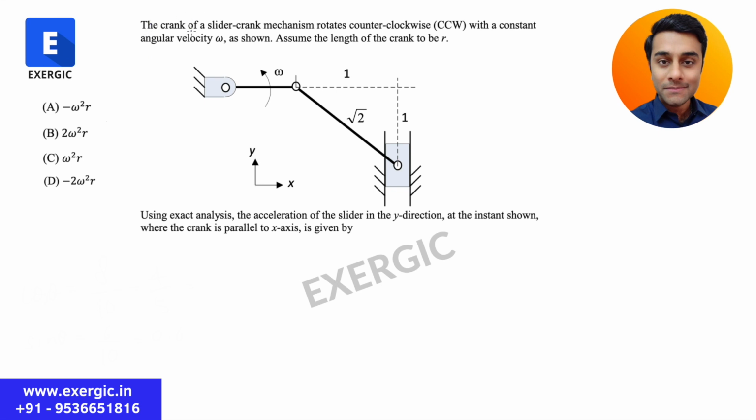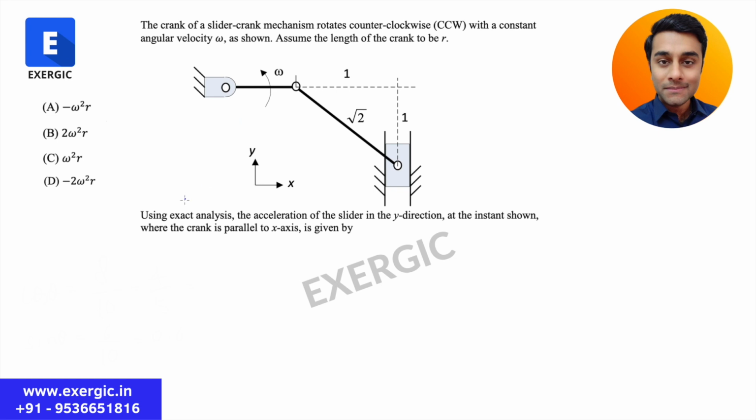The question says that the crank of a slider crank mechanism rotates counterclockwise with a constant angular velocity omega as shown. So we have a slider crank mechanism in the question. As you can clearly see here, this is the crank which is rotating. This is a slider which is sliding, right or not? So the crank of this slider crank mechanism rotates counterclockwise, which you can see from the direction of the arrow, with a constant angular velocity omega. You have to assume the length of the crank to be r. So this length here, the length of the crank, is to be taken as r.